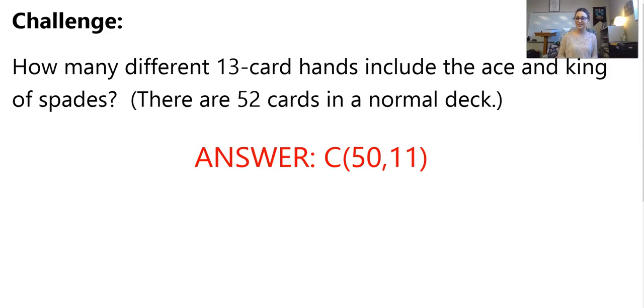This is a combination because order does not matter. So it's actually 50 choose 11. So here's why. If I've got this deck of cards, right, and I take out the king and the ace of spades, how many cards are left to choose from? 50, right? And if I want to make a 13-card hand, I need to choose how many out of this? I need to choose 11. So if I want a 13-card hand and I want it to include these two, then I need to pick 11 out of these, where again, order doesn't matter.